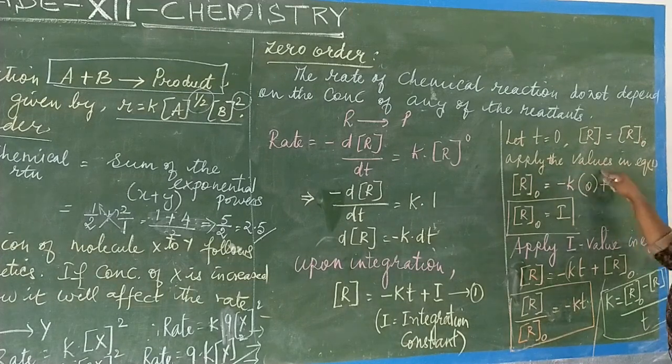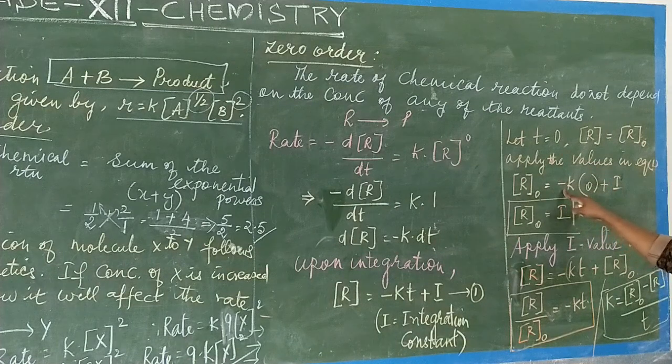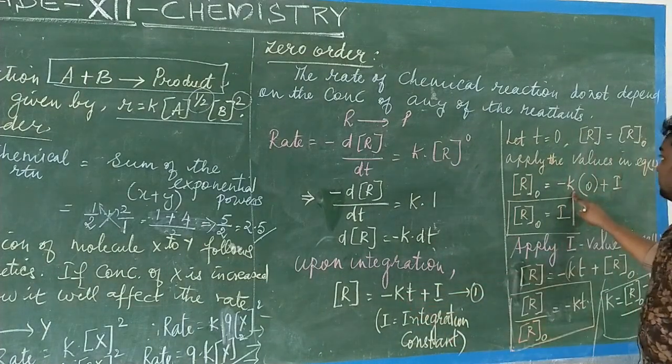Now applying the values in equation 1. Now I am applying the value. So then it becomes what? Concentration of R naught will be equal to minus K into 0, because the value of R has become R naught, is equal to minus K. I have written minus K.